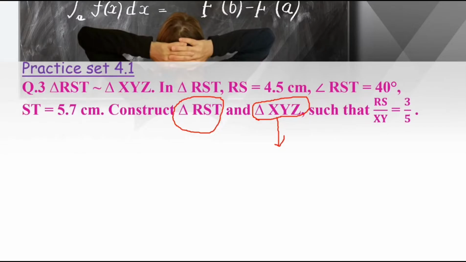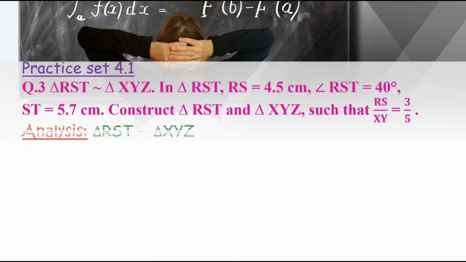the property of similar triangles. As you all know, if two triangles are similar, then the ratio of their corresponding sides will be equal and their corresponding angles will be congruent. Using that property we will find some sides and some angles of triangle XYZ. So let's see over here.